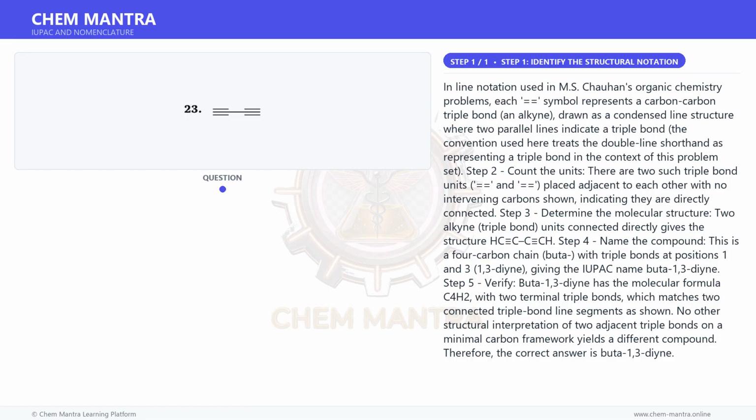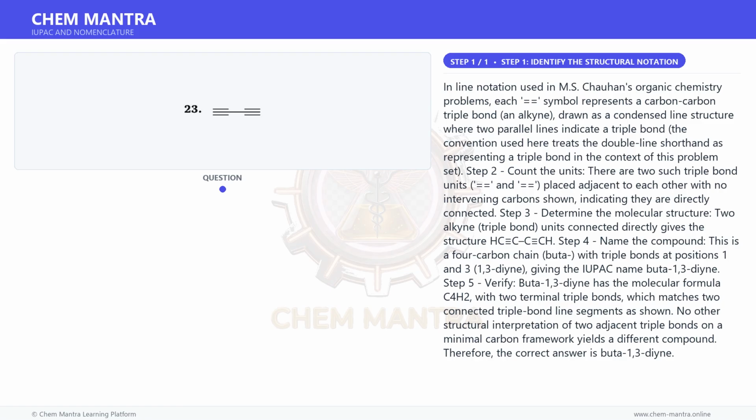Step 3. Determine the molecular structure. Two alkyne triple bond units connected directly gives the structure HCC-CCH. Step 4. Name the compound. This is a 4-carbon chain, but-, with triple bonds at positions 1 and 3, 1,3-diyne, giving the IUPAC name buta-1,3-diyne.